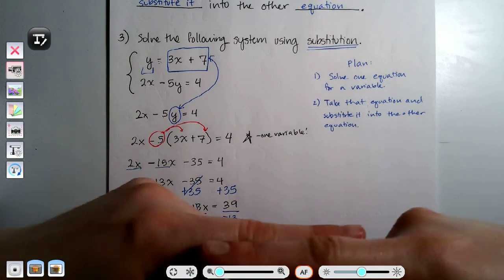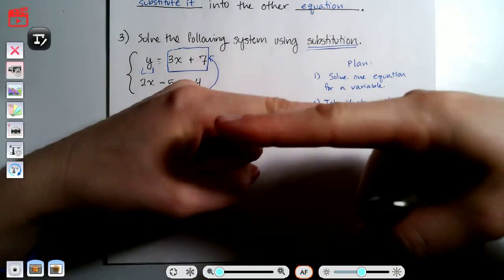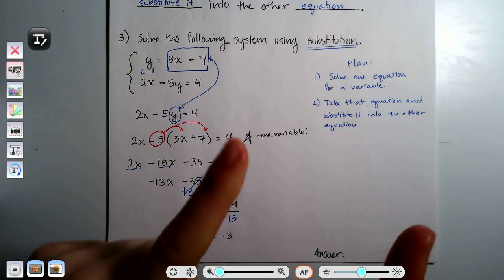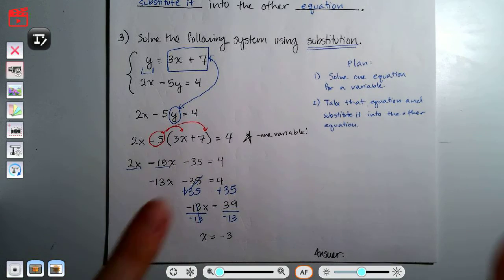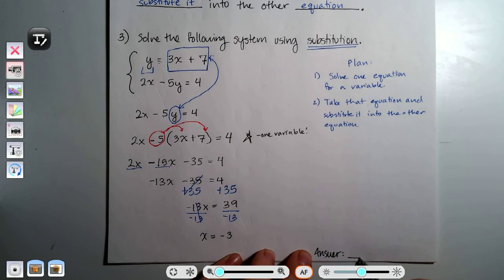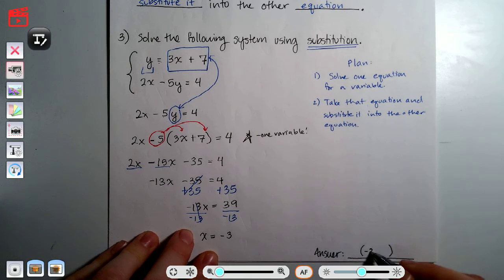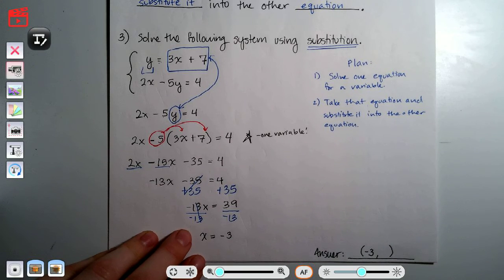If they're the same line, there's going to be infinitely many answers because they're overlapping each other. And if they are parallel lines, they're never going to actually meet, so we won't have an intersection. But we're hoping for an intersection of our two lines, which means our answer should end up being a coordinate pair. So we have found the x value of our coordinate pair, -3. So what are we missing? Well, we're missing the y value.